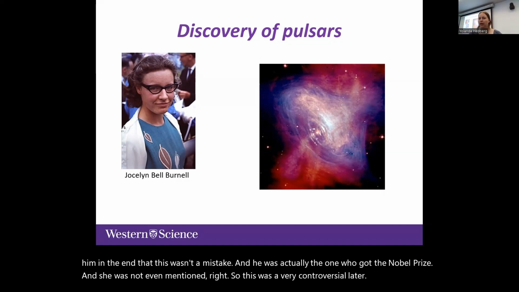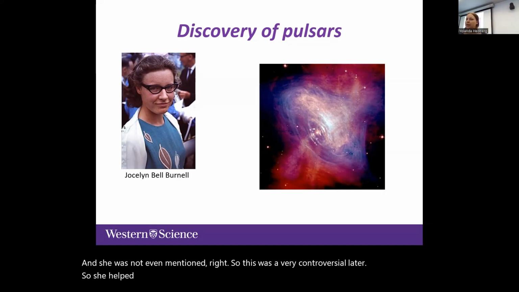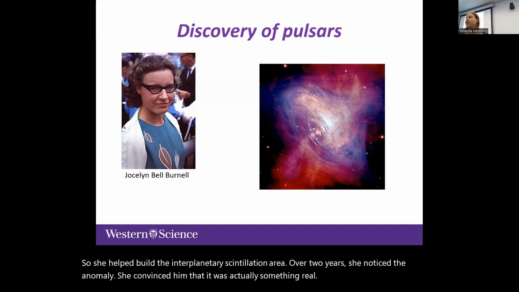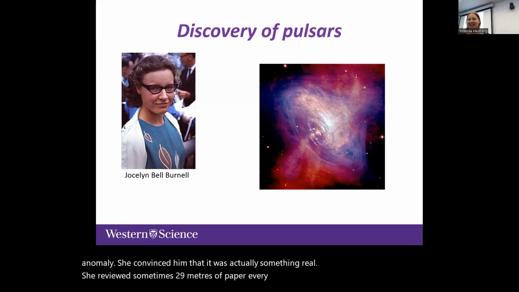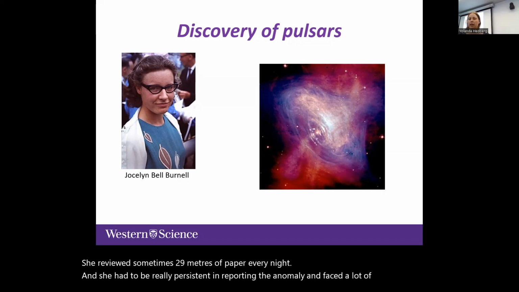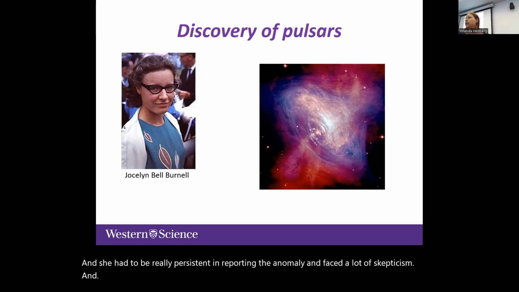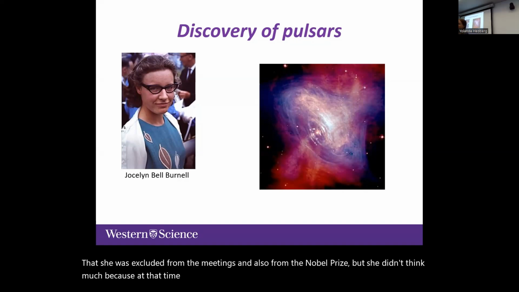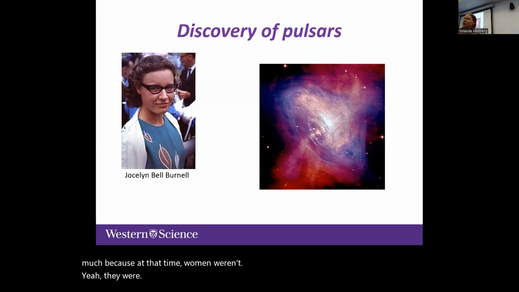So she helped build the interplanetary scintillation array over 2 years. She noticed the anomaly. She convinced him that it was actually something real. She reviewed sometimes 29 meters of paper every night. And she had to be really persistent in reporting the anomaly, and faced a lot of skepticism. And then she was excluded from the meetings and also from the Nobel Prize. But she didn't think much of it, because at that time, women internalized the certain type of suppression that society has, and she did that as well.